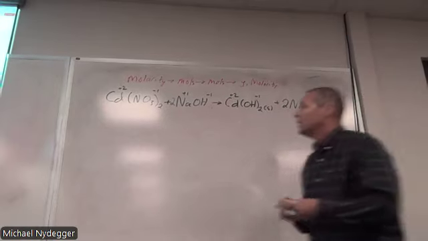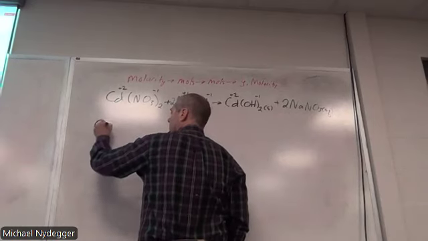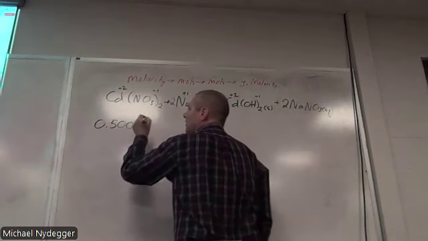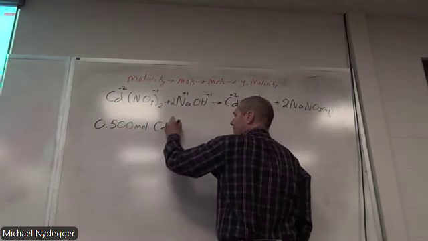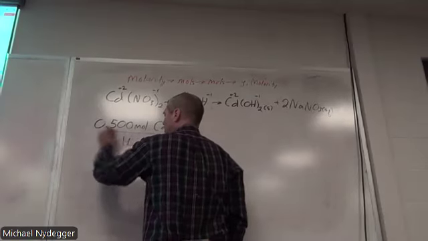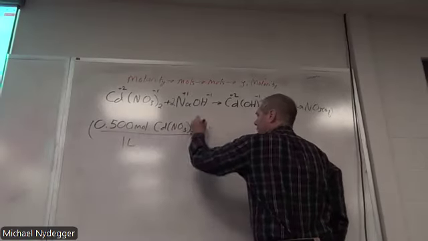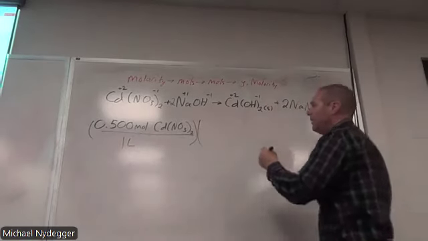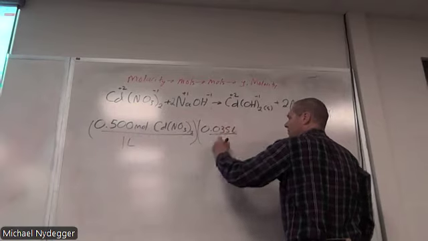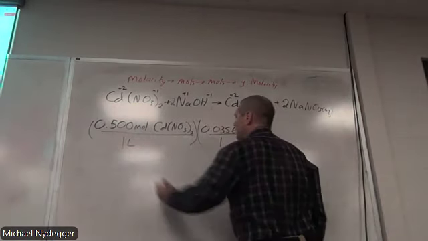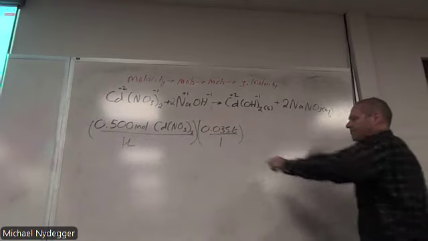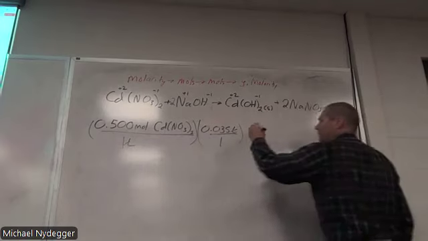So we start with 0.500 moles of cadmium nitrate per 1 liter. Multiply this by the volume, 0.035 liters. I just simply convert it into liters. Now we're in moles of cadmium(II) nitrate.